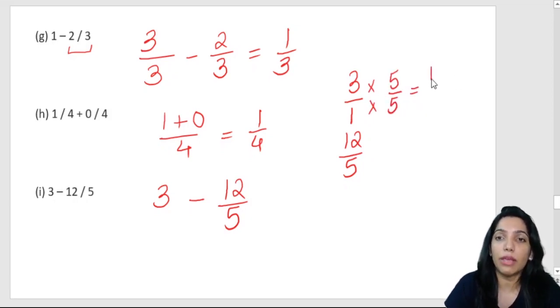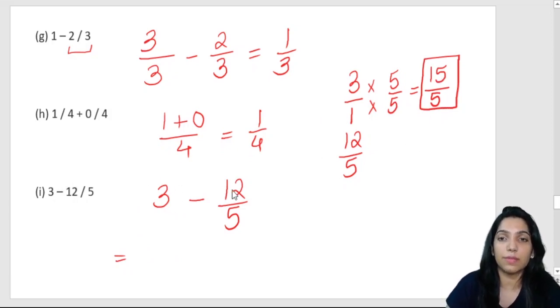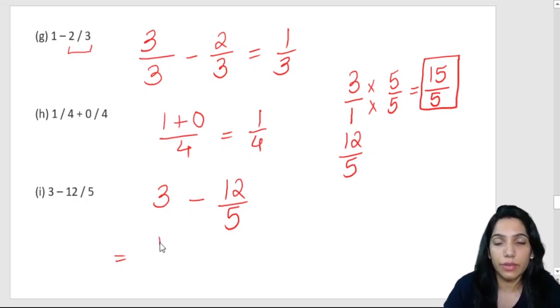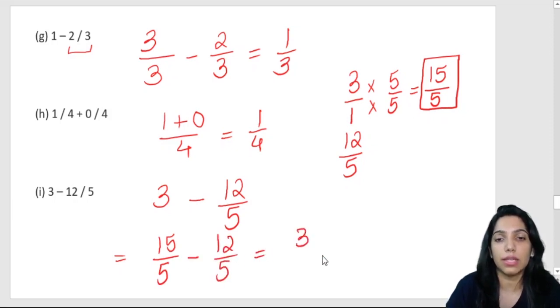So this will be 15 over 5. Okay, so we have got the equivalent fraction for 3, that is 15 over 5, right? Because we wanted to have a like fraction as 12 over 5. So it's 15 over 5 minus 12 over 5. So what is the answer? It is 15 minus 12 over 5, that is 3 over 5.